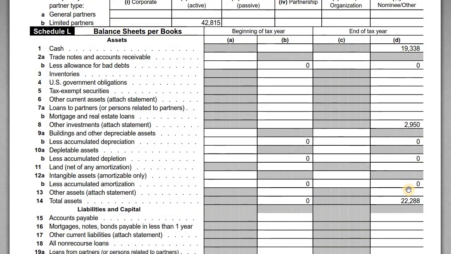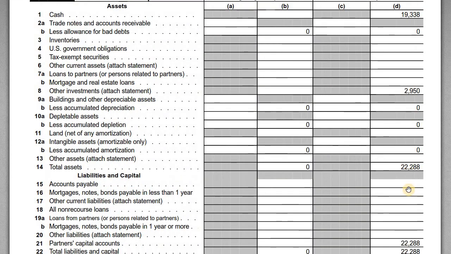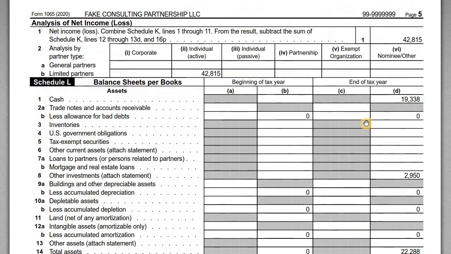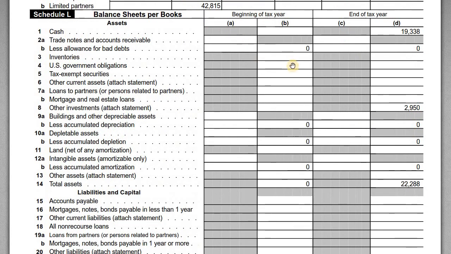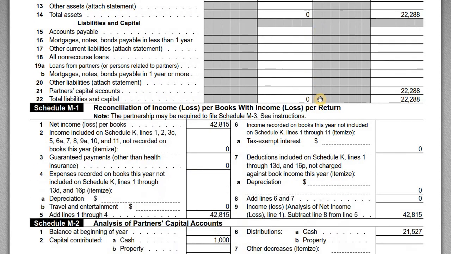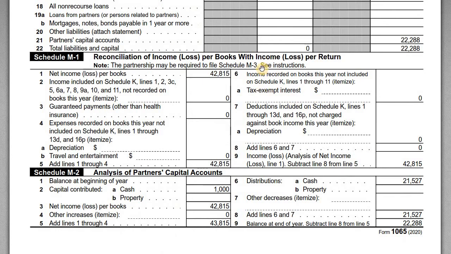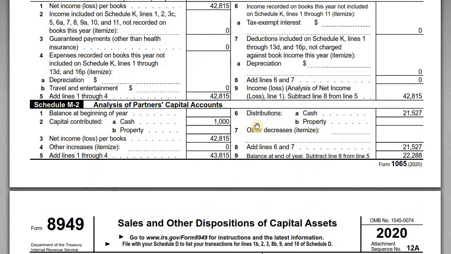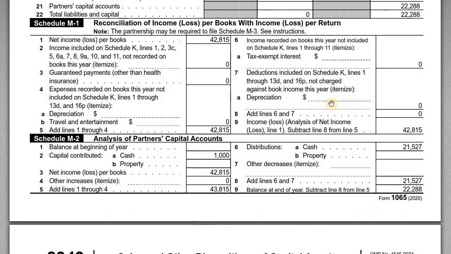Okay, so the company's balance sheet per books. None of this information is really translated over to the K-1s, right? This is just part of the 1065 filing. Reconciliation of income, analysis of partner capital accounts. Again, for the purpose of the K-1, we can skip over these because none of this information is ultimately reported on the K-1s. The totals will reconcile to the K-1.